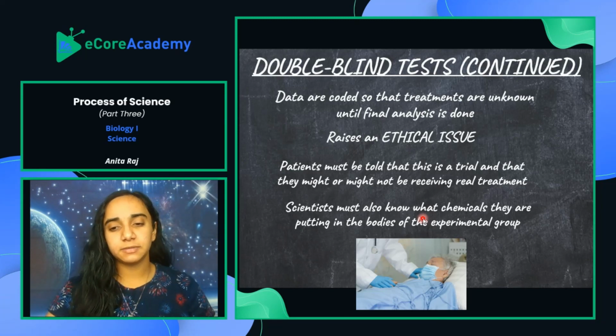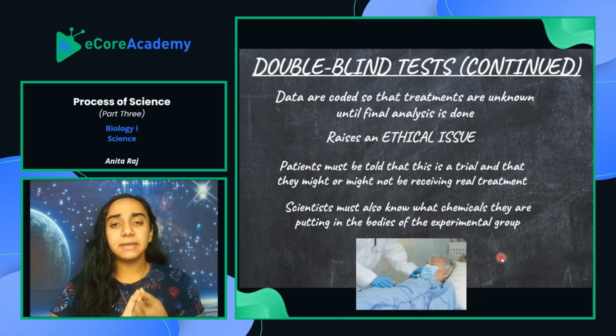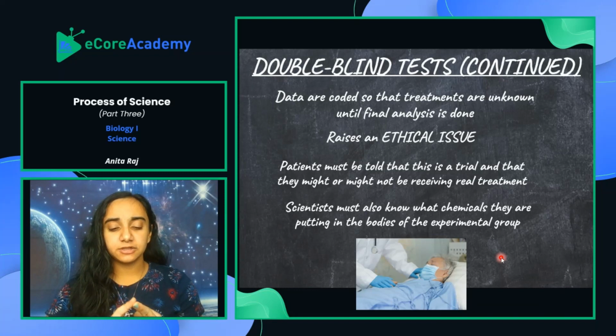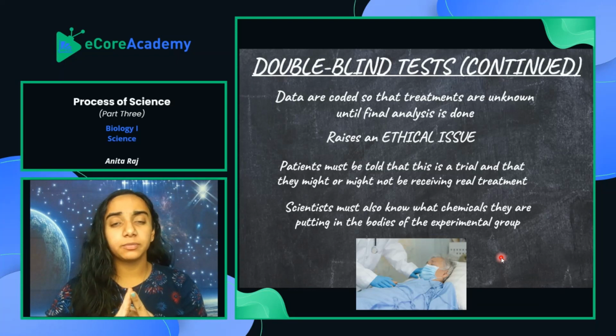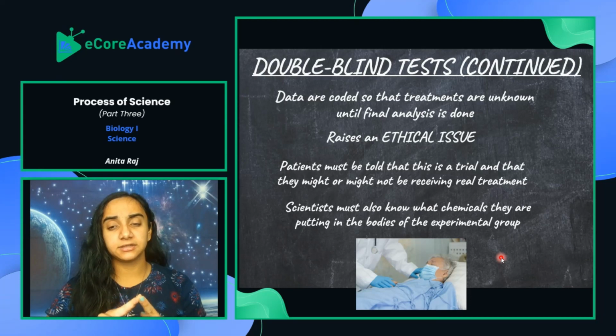And I wanted to include this picture down here because a lot of the time what happens is people who take the sugar pill, especially people suffering from things like diabetes, sugar pills can be detrimental to health because they can make your blood sugar levels fluctuate, and a lot of the times people actually suffer from taking these sugar pills. So that is a drawback to the double-blind test.